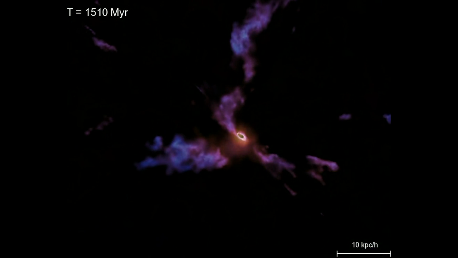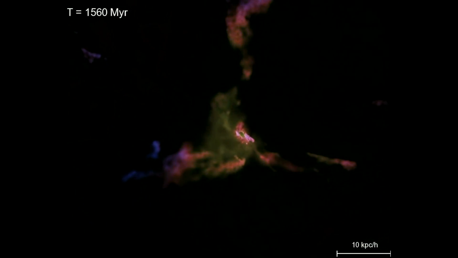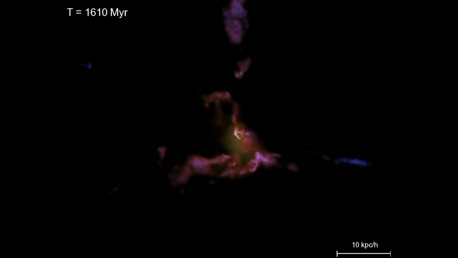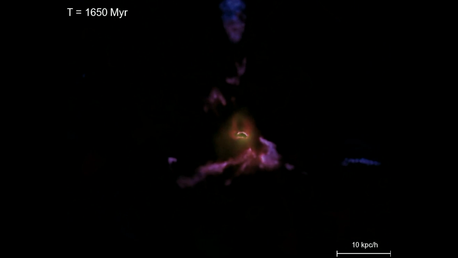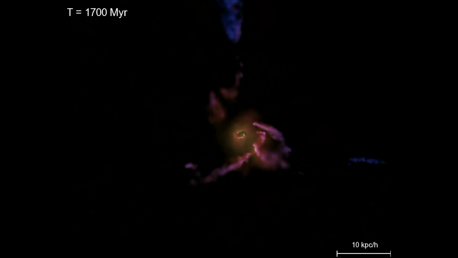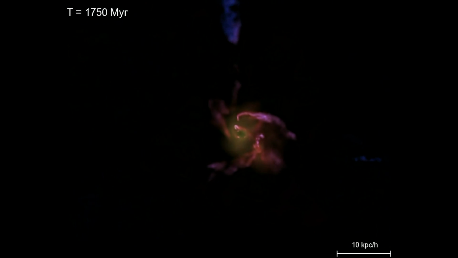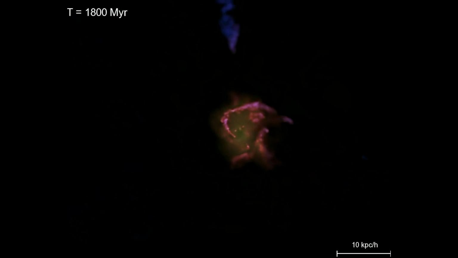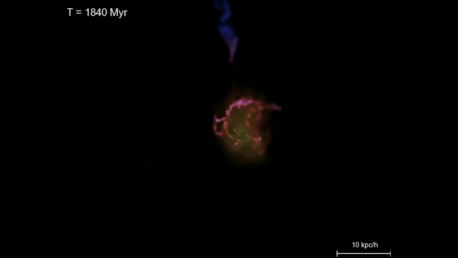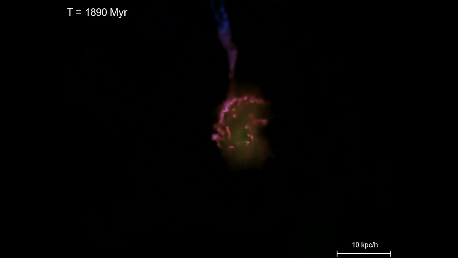That is a dramatic process and a major ingredient in the evolution of galaxies. This is something that we started to appreciate around 2009. Since then, we have a lot more theoretical work, a lot more.